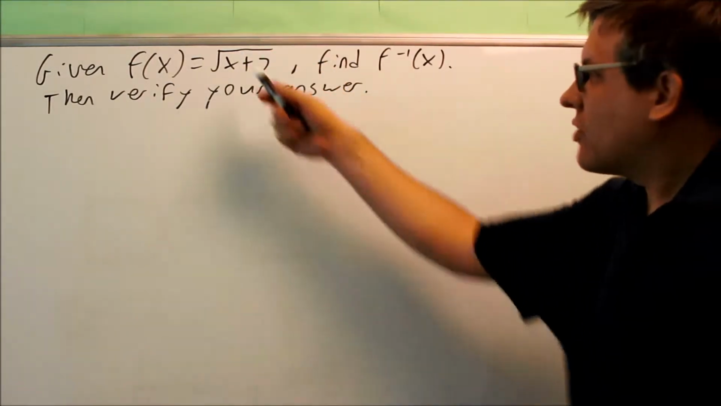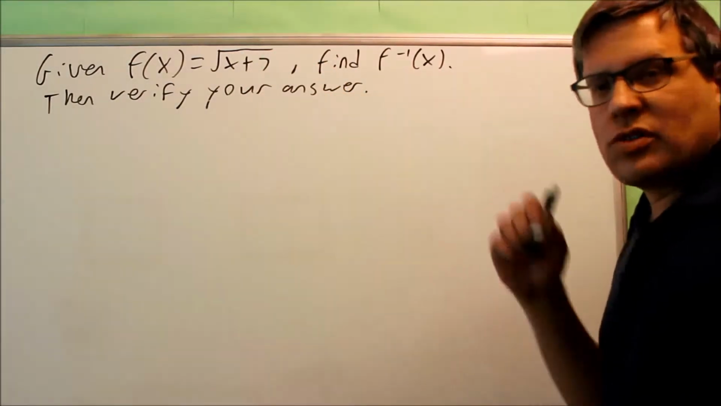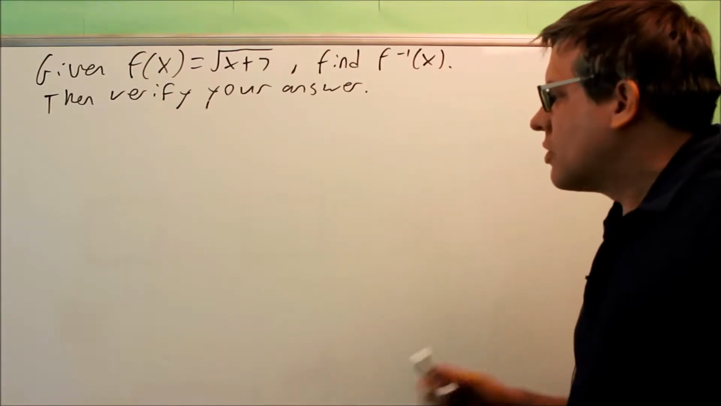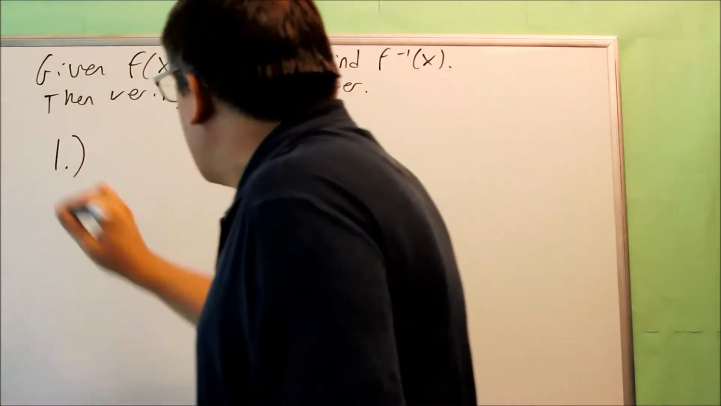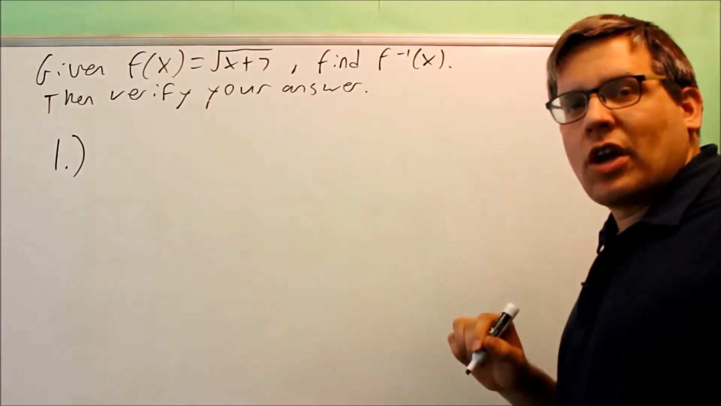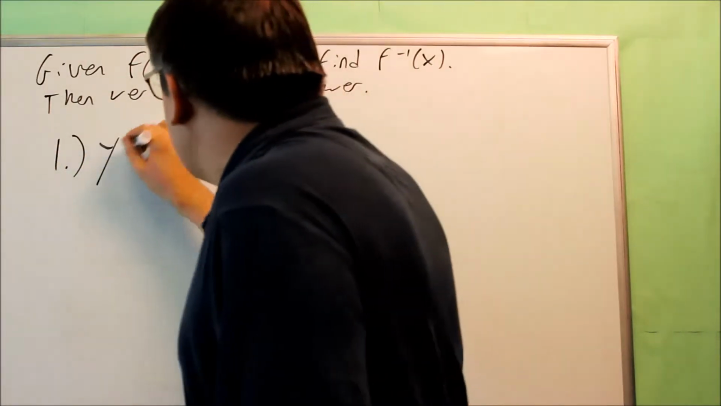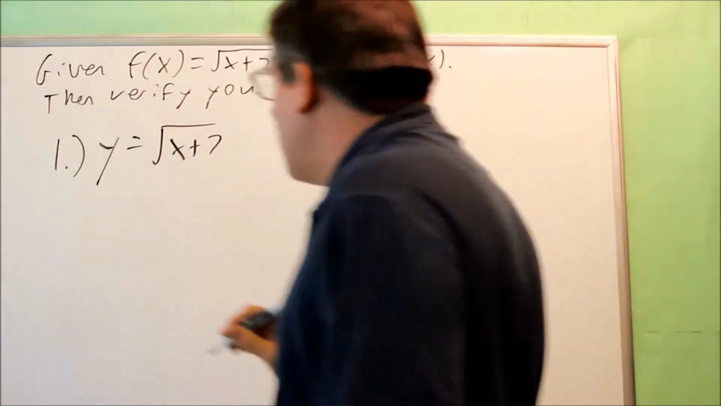Okay, this time f of x is equal to the square root of x plus 7. Once again, we need to find the inverse. We're going to follow the four-step process that I put in the notes. So step number 1 says that we first have to change the f of x into a y. If we do that, we get this.